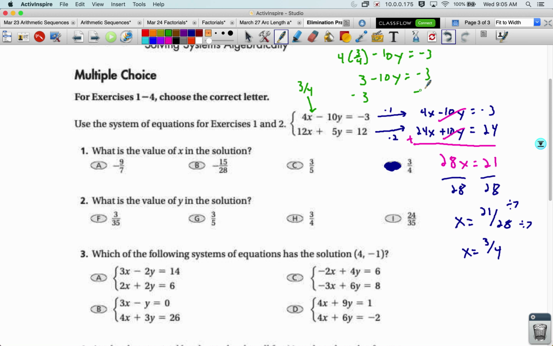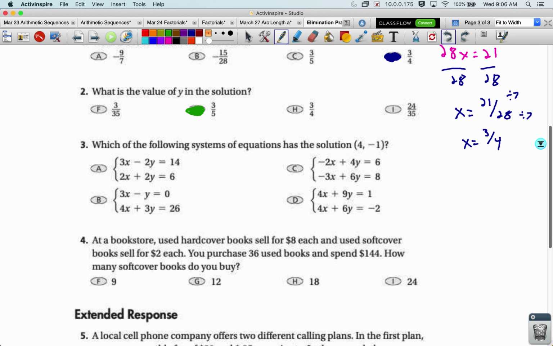Can subtract 3 from both sides. I get negative 10y equals negative 6. Divide by negative 10. Get y equals, and negative 6 divided by negative 10, the negatives cancel out, and this becomes a 3/5. 3 over 5.